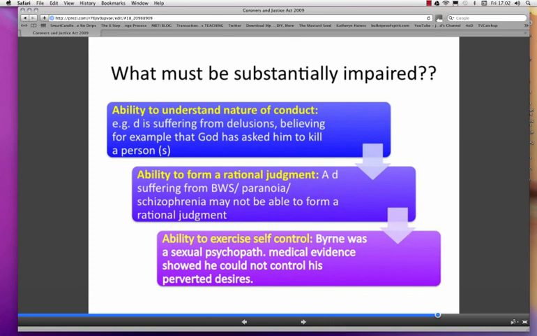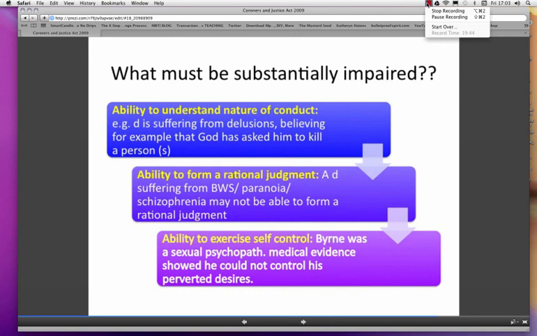And then thirdly, it substantially impairs their ability to exercise self-control. So Byrne, the sexual psychopath, there was medical evidence to show that he couldn't control, he found it very difficult to control his perverted desires. So remember, it's one or more of those things.